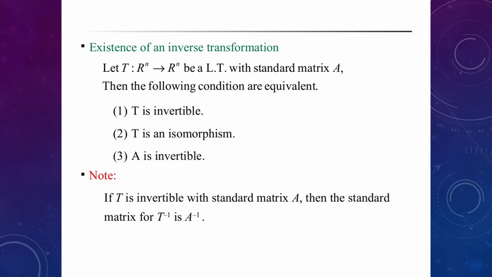Existence of an inverse transformation. Let T such that Rn to Rn be a linear transformation with standard matrix A. Then the following conditions are equivalent: T is invertible, T is an isomorphism, and A is invertible. Note, if T is invertible with standard matrix A, then the standard matrix of T inverse is A inverse.